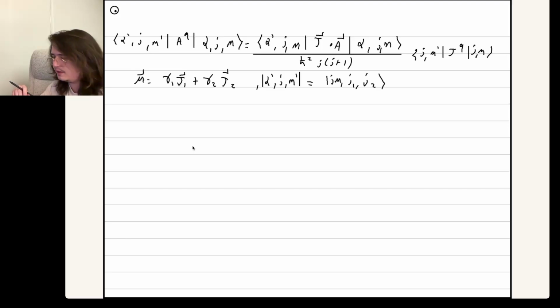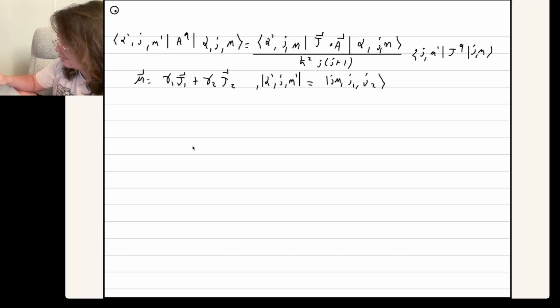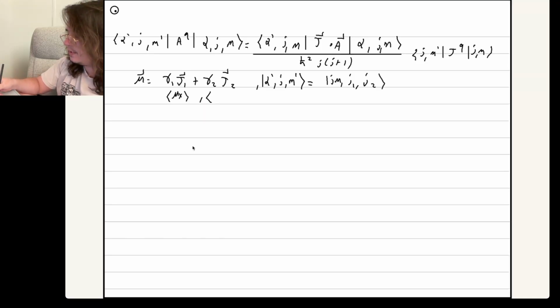We have a particle of some kind that has an angular momentum of gamma 1 J1 plus gamma 2 J2, and it's in a state of J, m, J1, J2. And then we're meant to find the expectation values of all of the Cartesian components of the angular momentum vector, right?